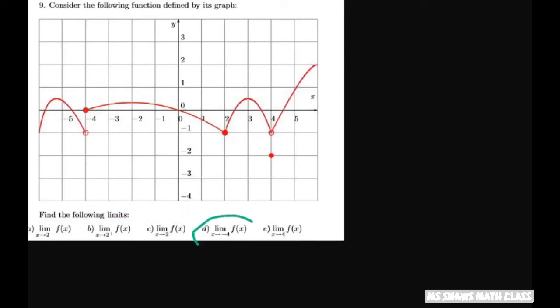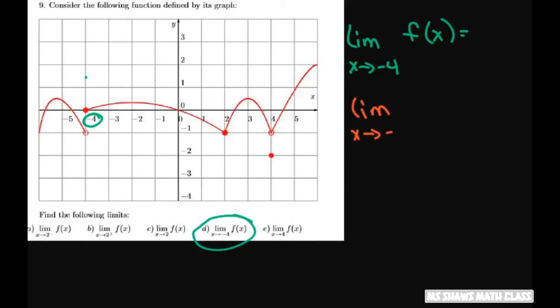We have this one. So we're at negative 4. Here's our negative 4. So they want to find the limit as x approaches negative 4 of f of x. So that means we have to check the right-hand side, the left-hand side. You can do right-hand side first if you want. And the right-hand side.